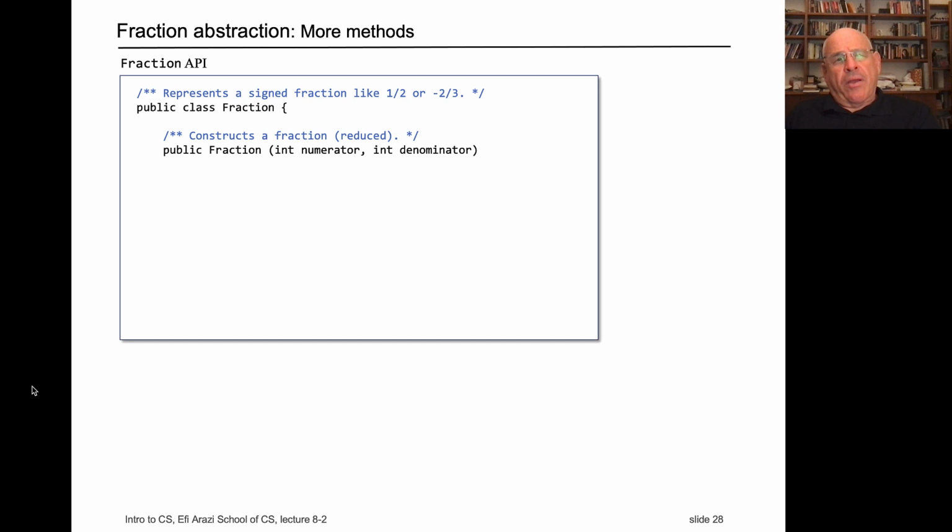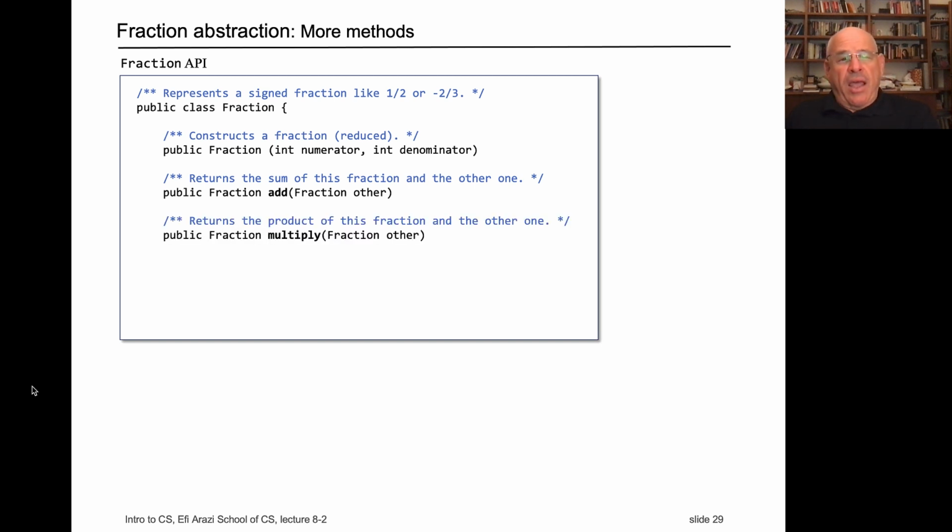So we have the fraction class and the fraction constructor. And here is a very useful arithmetic operation. This operation returns the sum of the current fraction with another fraction. And multiply does the same, but does multiplication, and invert gives you the reciprocal of the current fraction, and you may have many more such fraction methods.